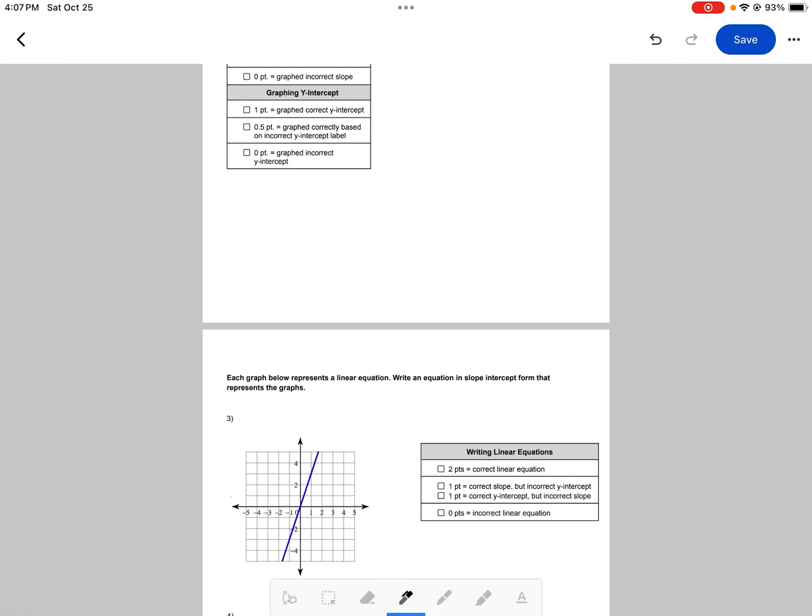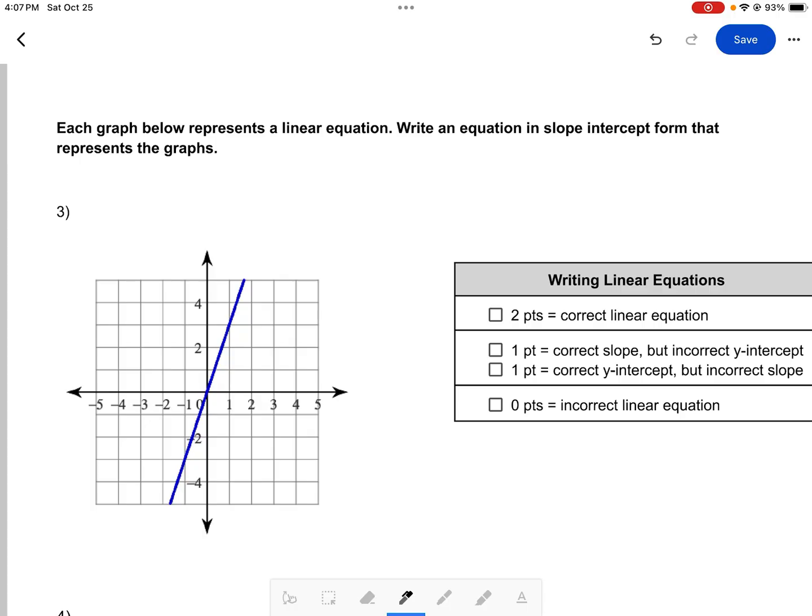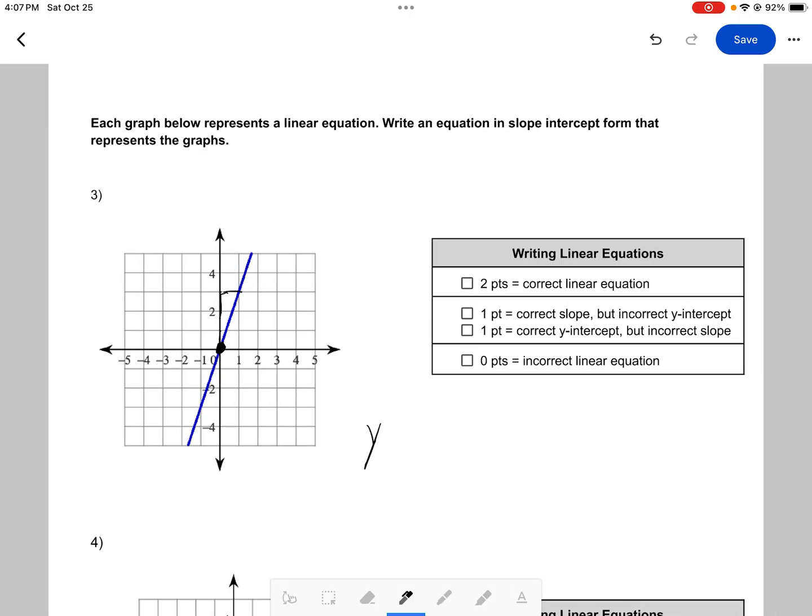Moving down to number 3, it says each graph below represents a linear equation. Write an equation in slope-intercept form that represents the graphs. Okay, so I have a line here. My y-intercept in this graph is right in the middle at the origin, which is 0, 0. And so from that point, I'm going to go up 1, 2, 3, so up 1, 2, 3, and to the right 1. So I know my equation for number 3 is going to be y equals 3x. And since my y-intercept is 0, I'm just going to leave it at 3x.